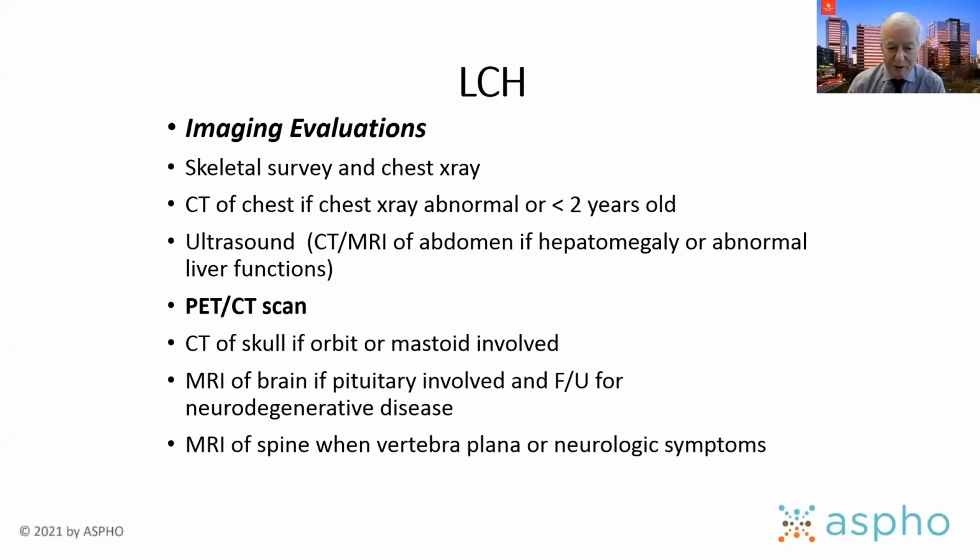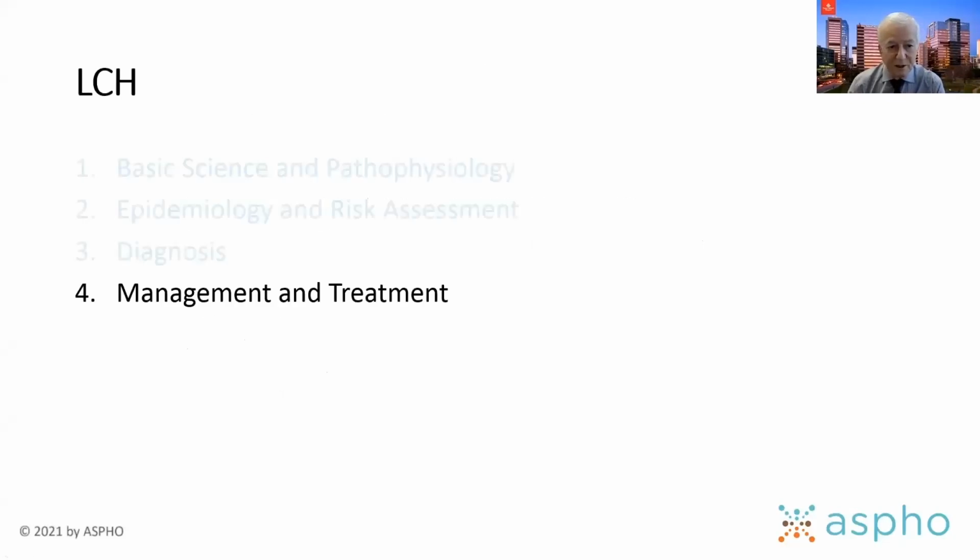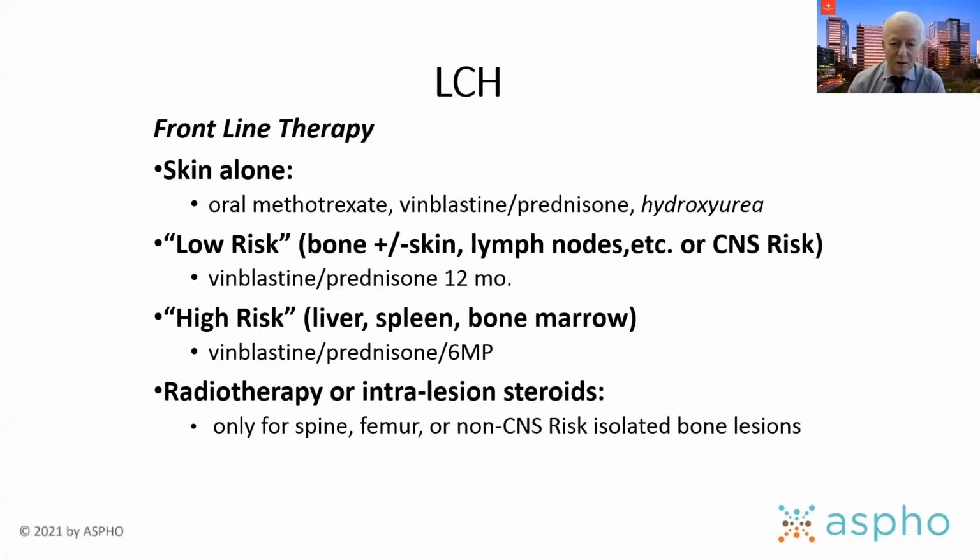We've found that MRIs of the spine are actually more sensitive than PET scans for patients with vertebral involvement. And we do these, of course, for neurologic symptoms. So treatment can be widely variable for these patients. Those that have skin-only involvement, oral therapy with methotrexate or hydroxyurea is quite effective. Sometimes they require vinblastine prednisone if their ulcerative lesions don't heal adequately with oral therapy.